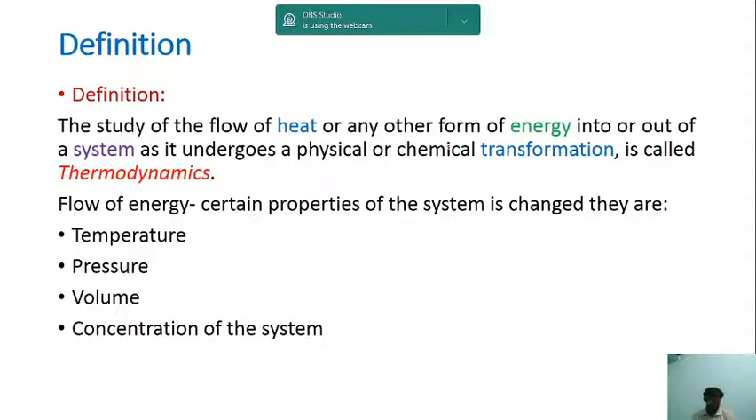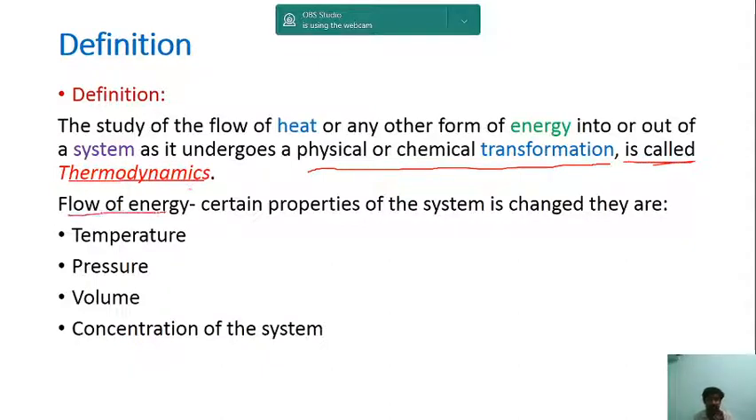First we will start with the definition. Thermodynamics is the study of flow of heat or any other form of energy into or out of the system. If there is a system, there is energy in the form of heat which is going inside and also coming out. In this process, it undergoes a physical or chemical transformation, and this is called thermodynamics.